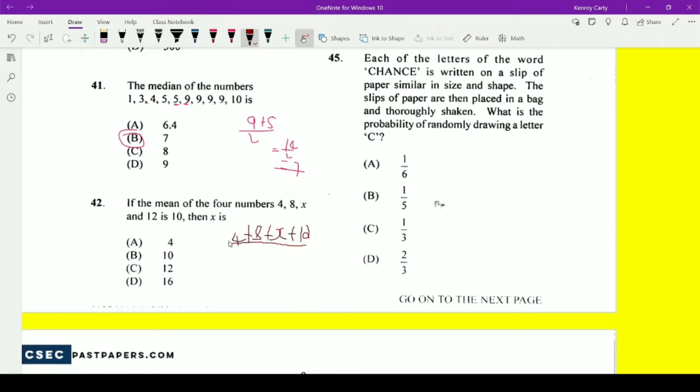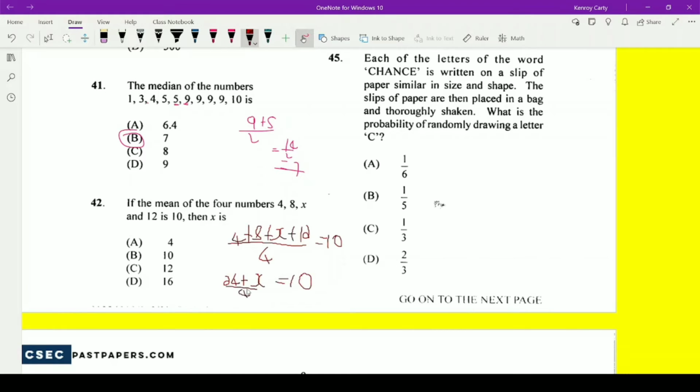How many numbers is that? 4, equal to 10. And we simply simplify this, right? So you're going to have 12 plus 8 is 20 plus 4, 24. What I did is to add larger numbers first. So I'm going to have 24 plus x, 24 plus x over 4 equal 10.